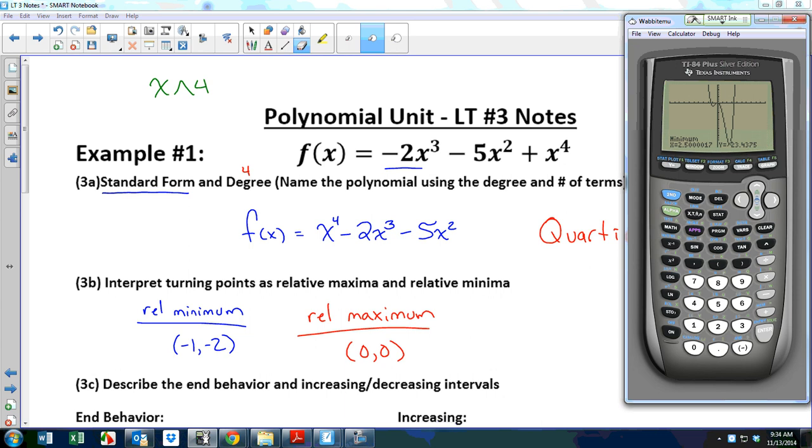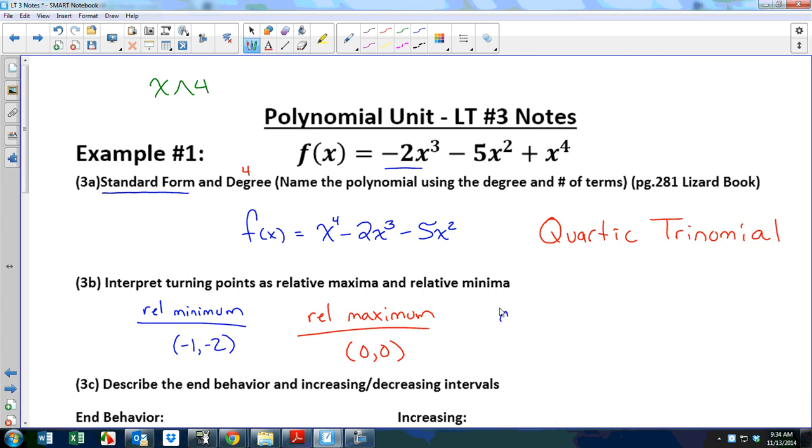So the turning point is, and even last period, it said 2.499999. I don't know why it does that, but that's 2.5. And it's the absolute minimum. 2.5.